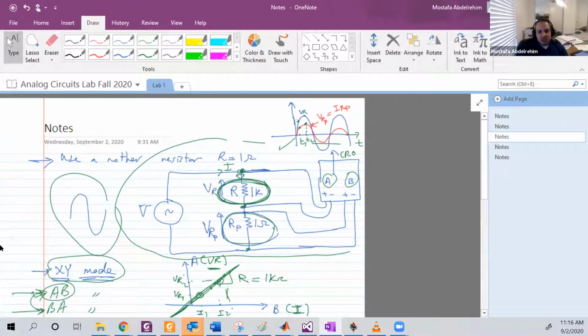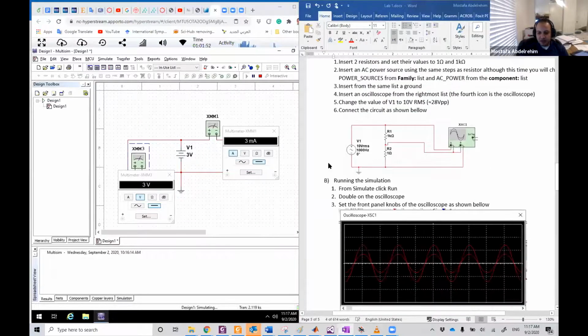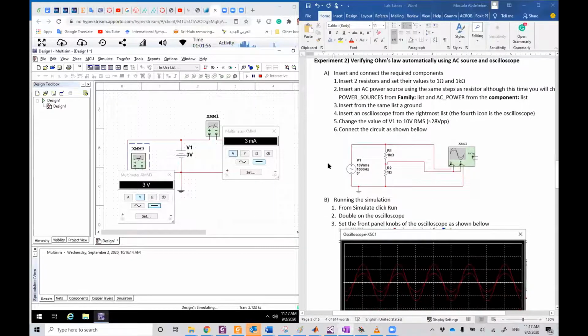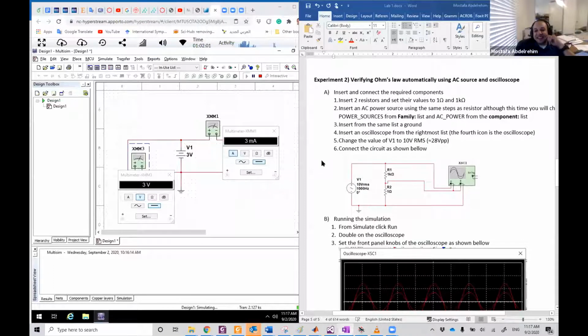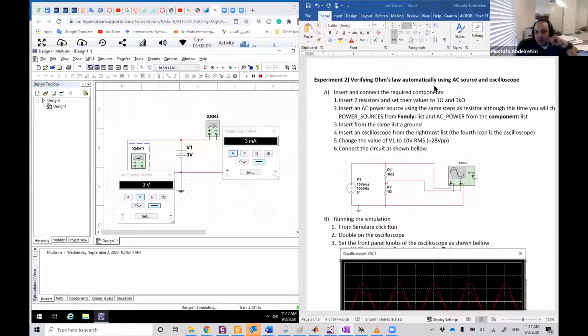Okay, so let's switch the screen to our Multisim screen here. Screen number 3. Now you can see Multisim, right? Someone say right or no? Good. Yeah, we can see it. Good. Thank you very much. Okay, so experiment 2. Verifying Ohm's law automatically using AC source and oscilloscope.